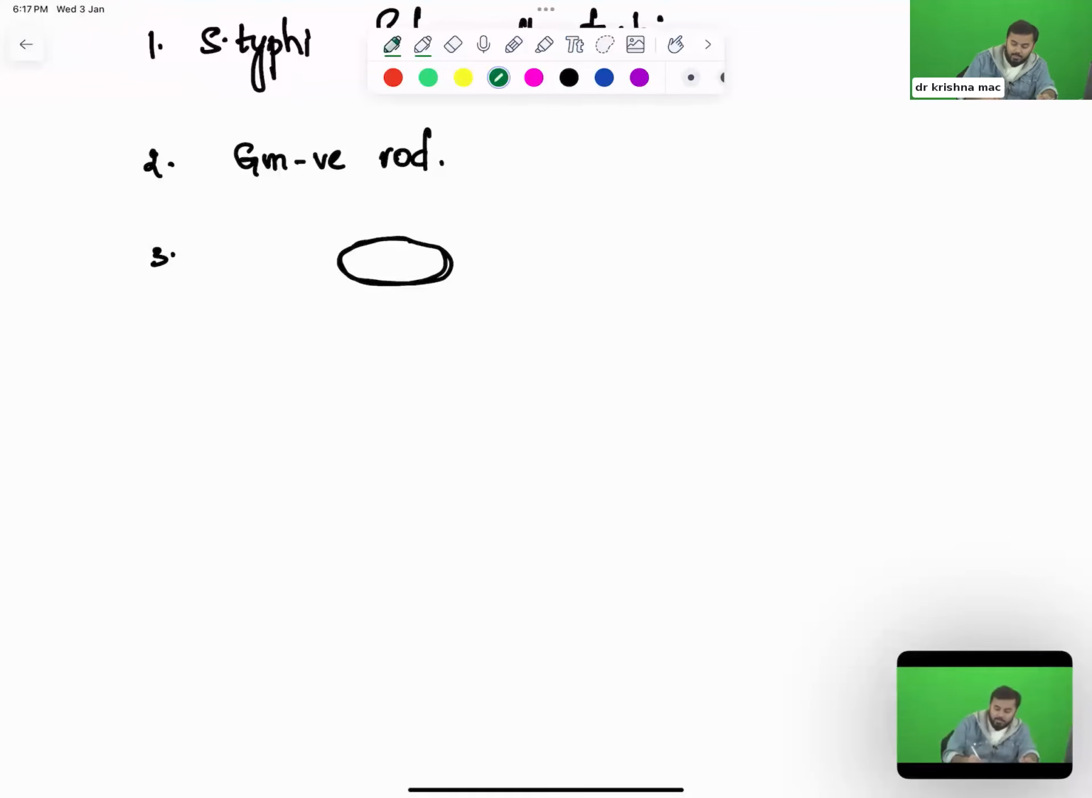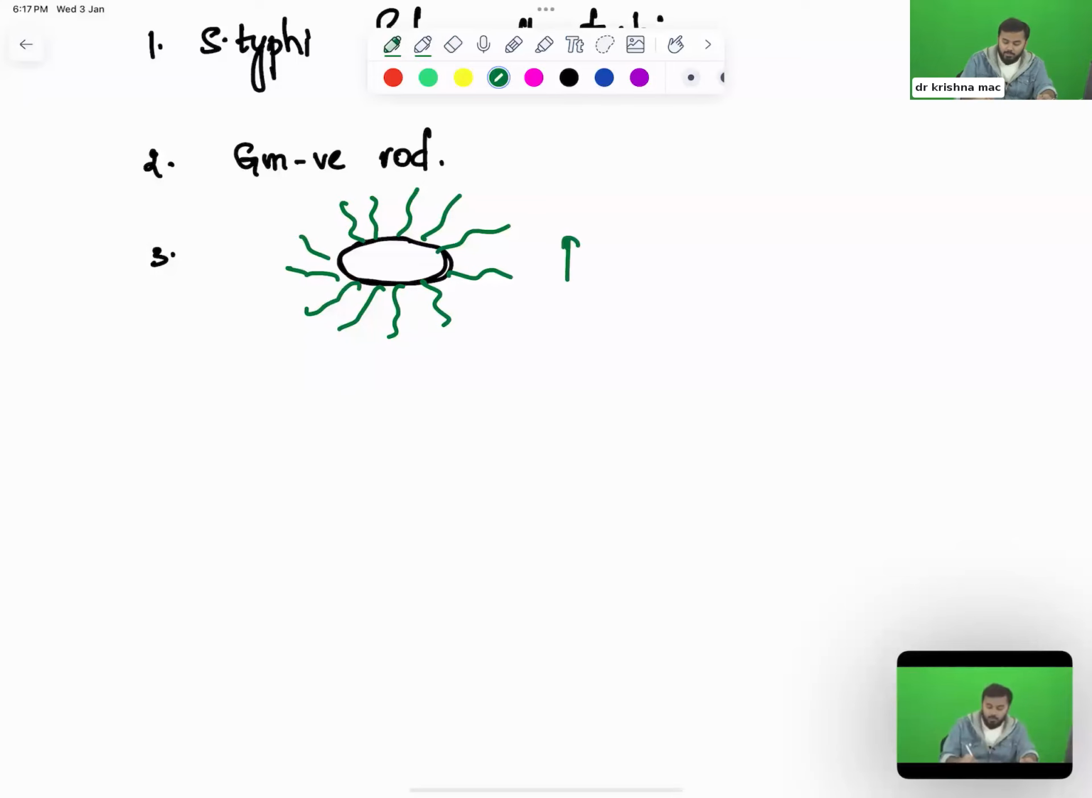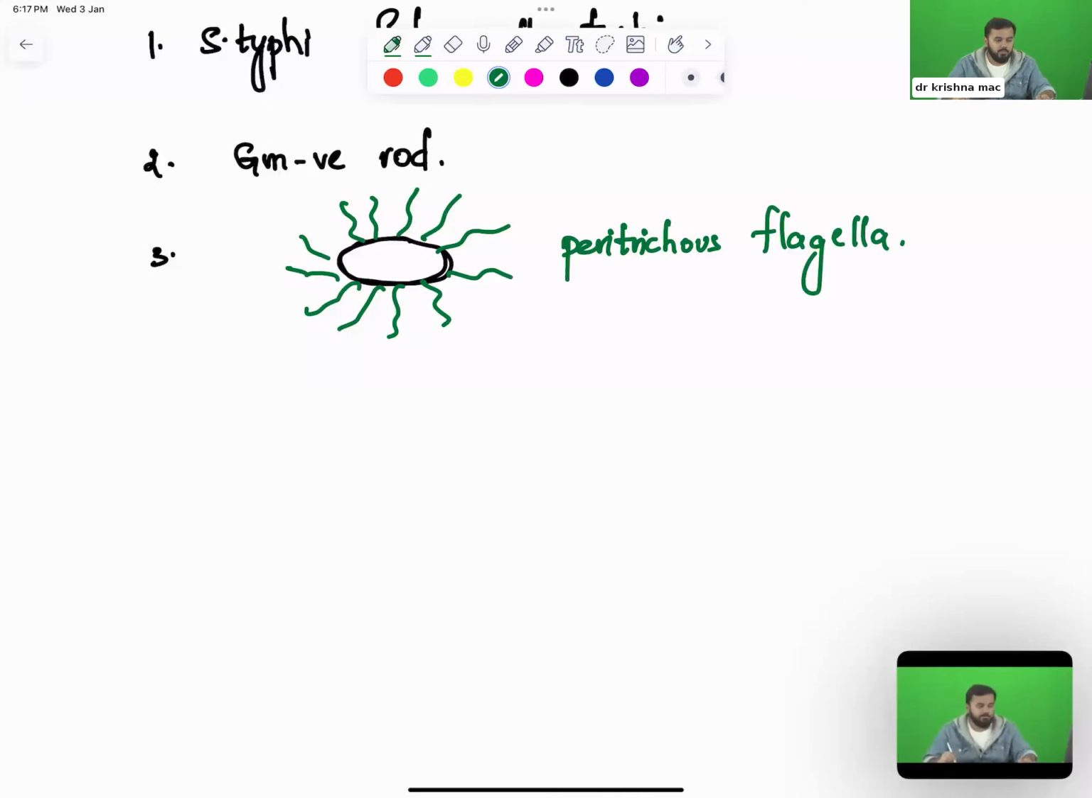Surrounding this bacillus, there are flagella like this. Flagella are present all over the bacteria, so I'm calling it peritrichous flagella. Peritrichous flagella. All of you are clear till here?